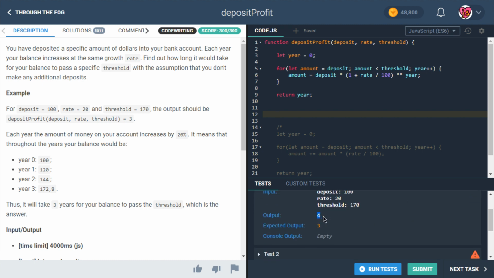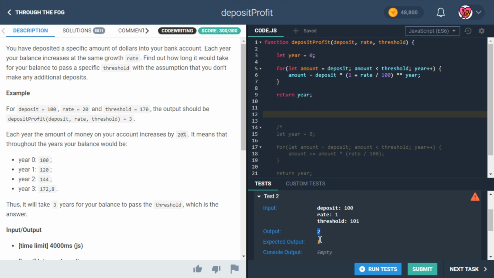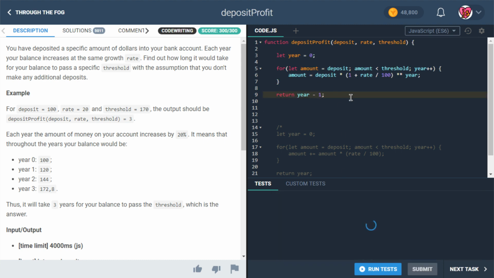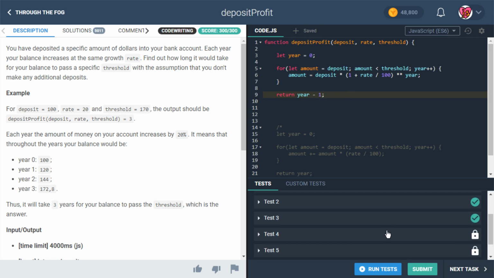Okay, so we're saying it's 4 years when it should be 3. We're saying it's 2 years when it should be 1. We're saying it's 7 years when it should be 6. I'm noticing a bit of a pattern here. Once again, I think if we were to do something like this, maybe everything would work out for us. Yeah, everything's working out for us.